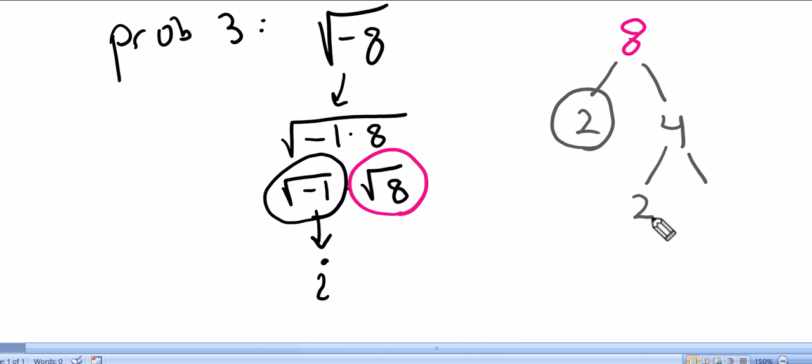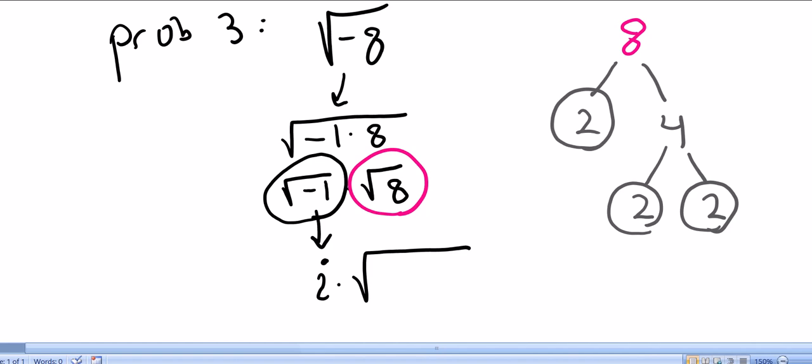4, we can break that down into 2 times 2. But again, these are all primes. Prime numbers are like 2, 3, 5, 7, 11, etc. Okay. So instead of writing the 8 that we have here, I'm going to write it with these 3 numbers that I have circled.